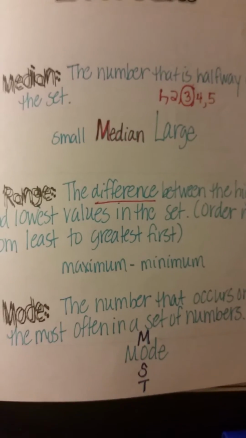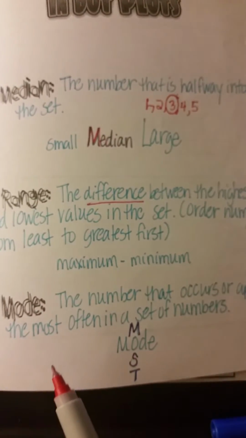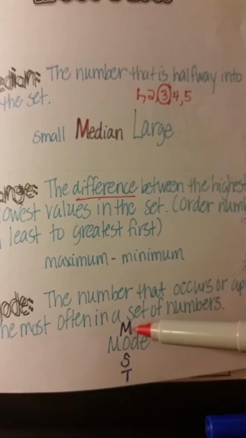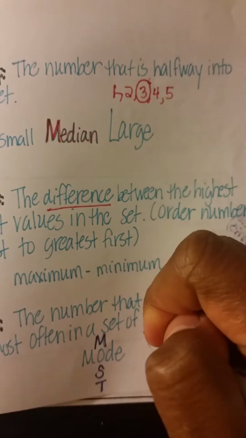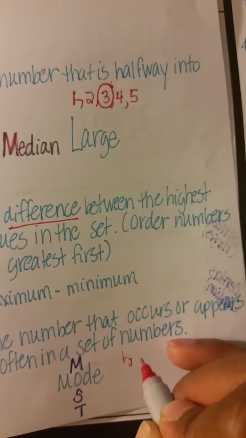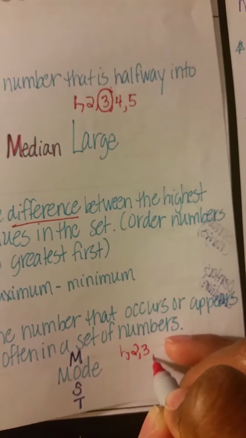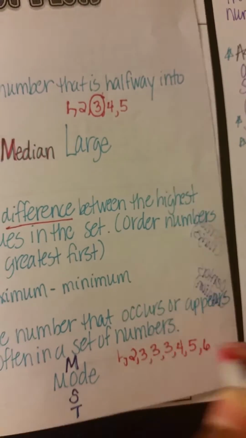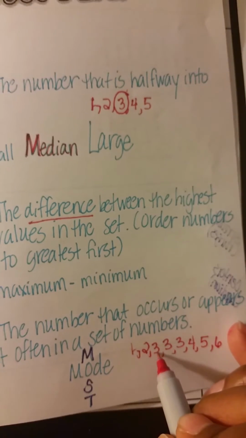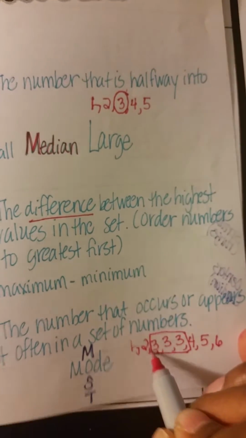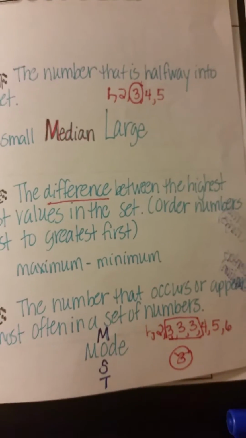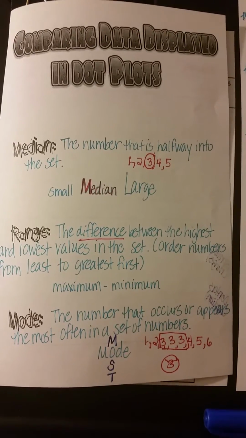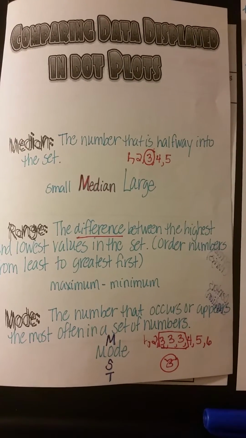Okay, next would be our mode, the number that occurs or appears the most often in a set of numbers. And the way I have you remember that is mode is most, the one that appears the most often. So if I were to write a set of numbers down here, 1, 2, 3, 3, 3, 4, 5, 6. The number that appears the most often would be 3, because there's 3 of those numbers. Okay, there's 3 number 3s. So now, here we have all of them here, and I'm going to pause and let you get that copied down really fast.